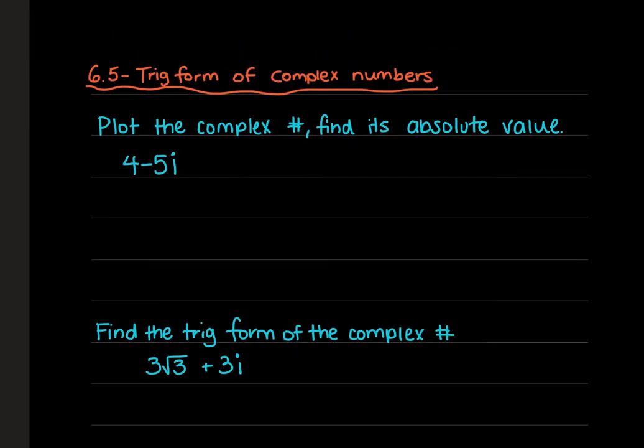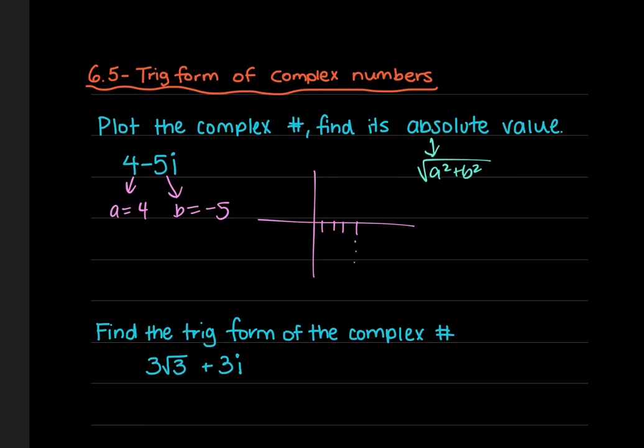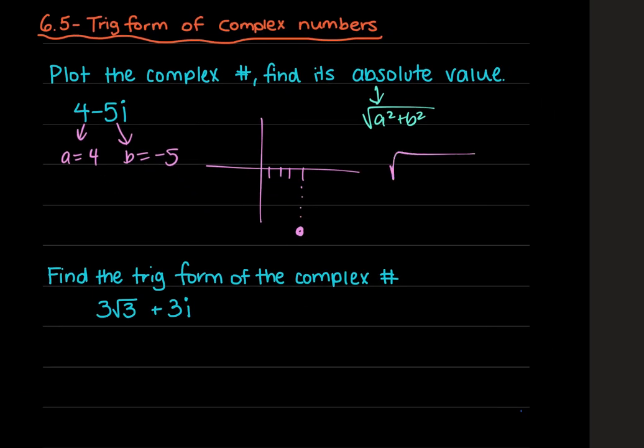And then we end up where we started the day, at the warm-up. This is 6-5. So plot the complex number, find its absolute value. Absolute value is the square root of a squared plus b squared. The a is what's in front, the one without the i. The b is the one with the i. So if I was to plot this, it would be 1, 2, 3, 4, 1, 2, 3, 4, 5 here. Absolute value would be 4 squared plus negative 5 squared, 16 plus 25, square root 41.